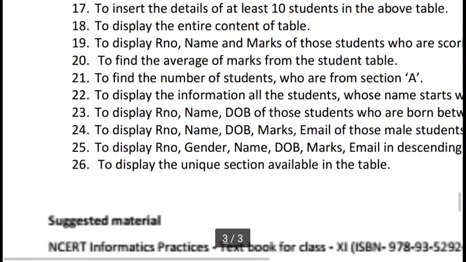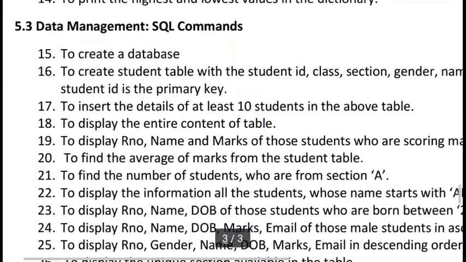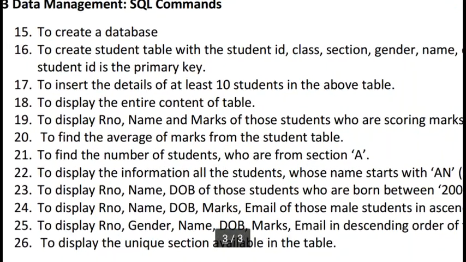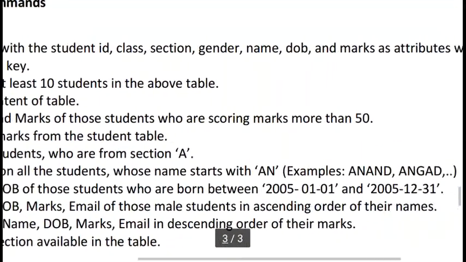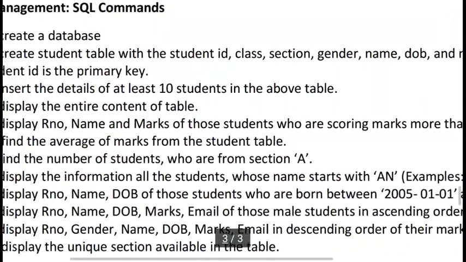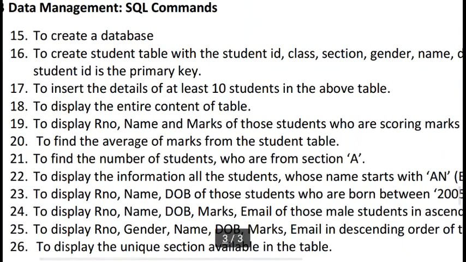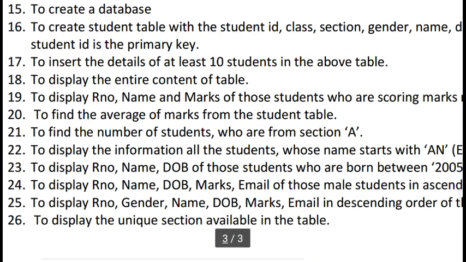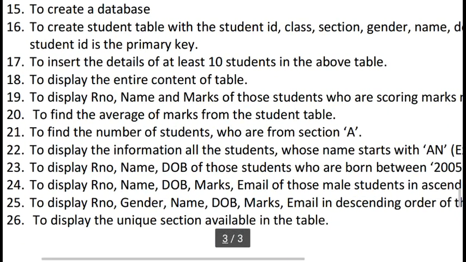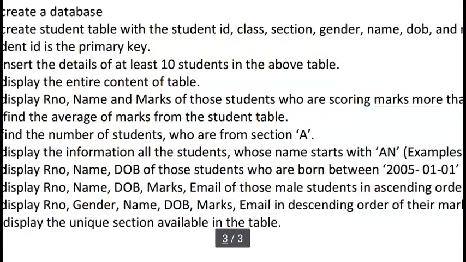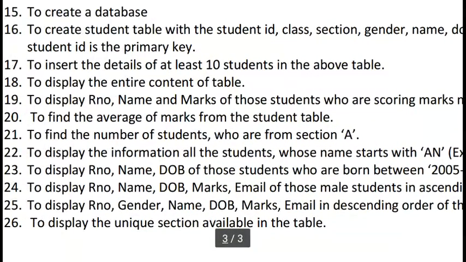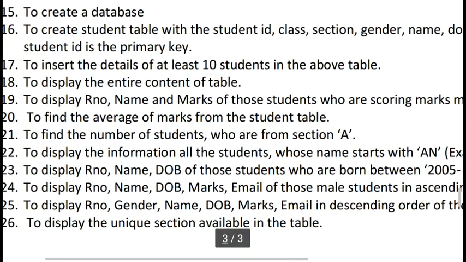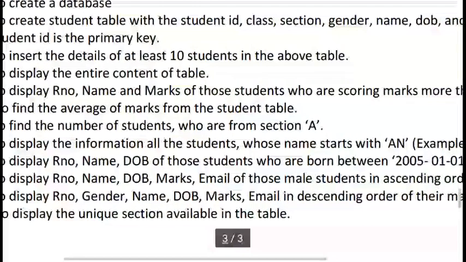But in MySQL you will do the following types of practicals. To create a database, to create a student table with student ID, class, section, gender, name, date of birth and marks as attributes, where the student ID is a primary key. To insert details of at least 10 students in the above table. To display the entire content of the table. To display roll number, name and marks of those students who are scoring marks more than 50. To find the average of marks from the student table. To find the number of students who are from section A. To display the information of all the students whose name starts with A.